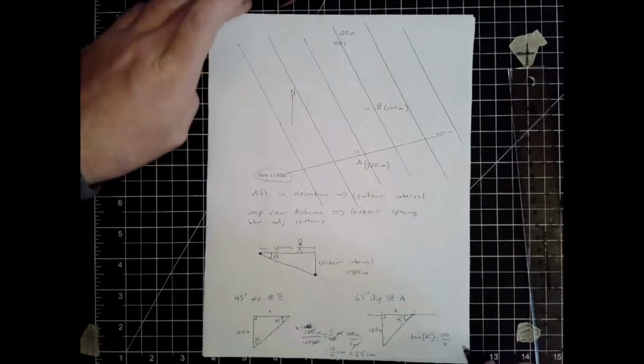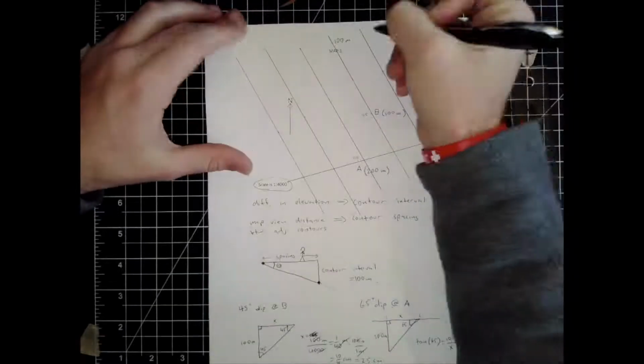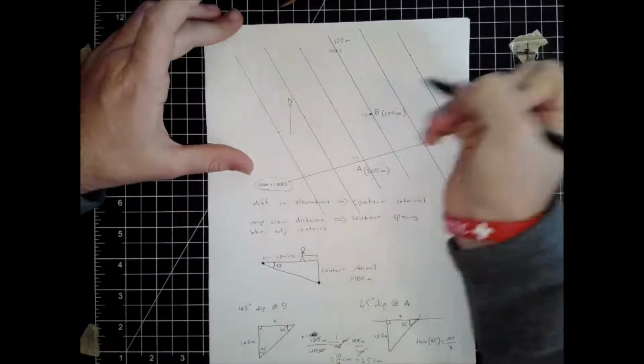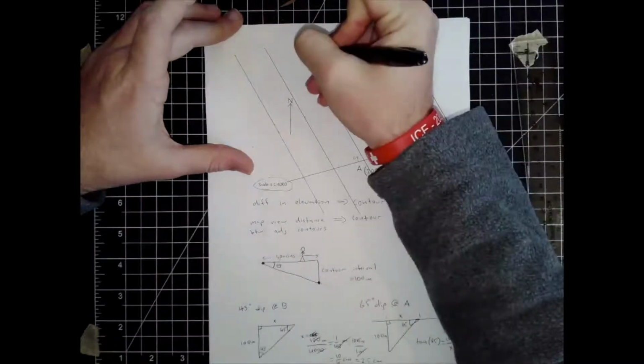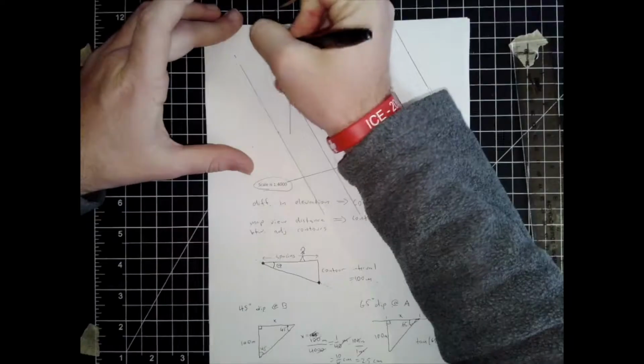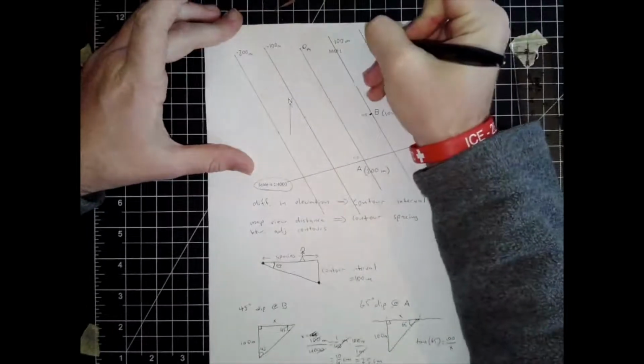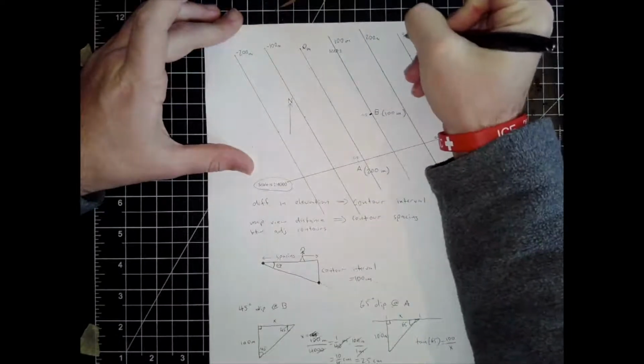And importantly, we have to label our contours. So we had our 100 meter. We're going down this way according to the little dip tick. So this is going to be 0, negative 100, negative 200. This way we'll go up: 100 meters, 200 meters, 300 meters.